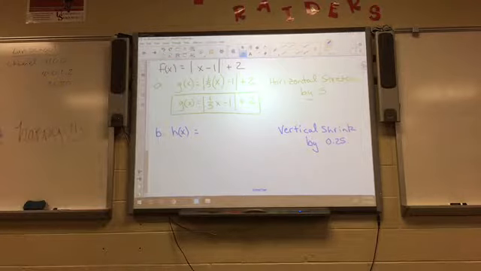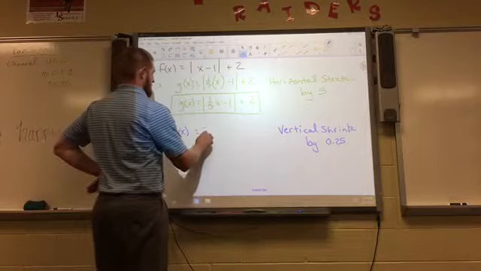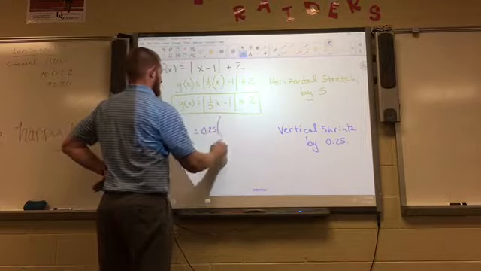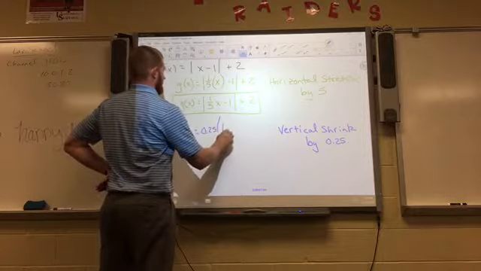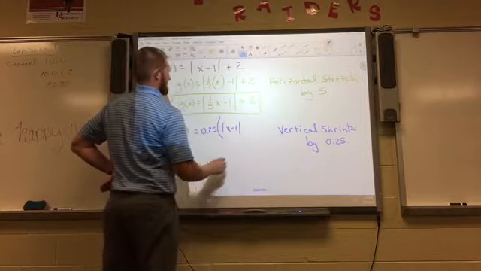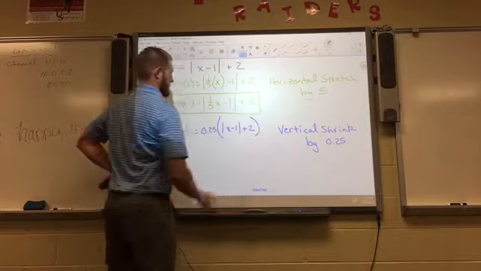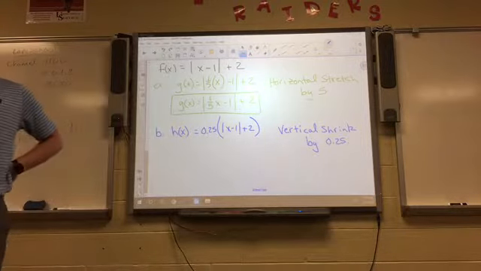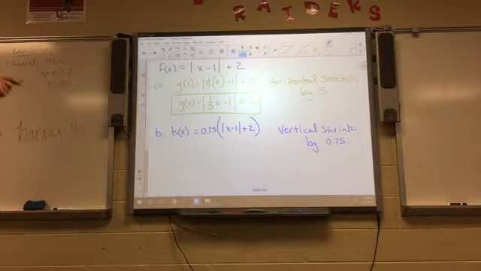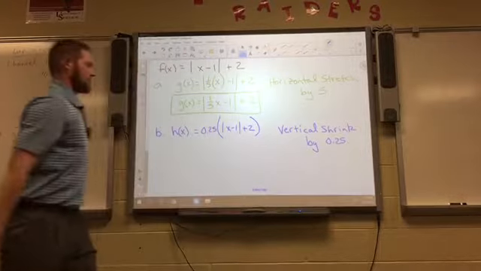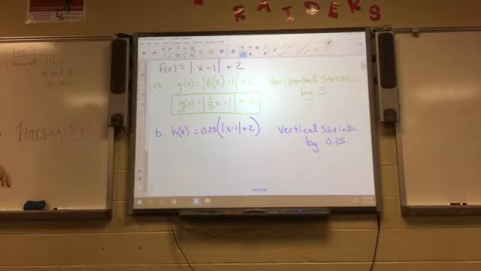Now, a vertical shrink, as I look on the sheet, says I have to apply it to everything. So what I'm going to do with this one is take my 0.25, put a parenthesis, and do the absolute value of x minus 1, absolute value, plus 2. Now with those parentheses, I'm showing that I have to take that 0.25 and apply it to every part of my function, the entire original function. Yes, Abby? Good?